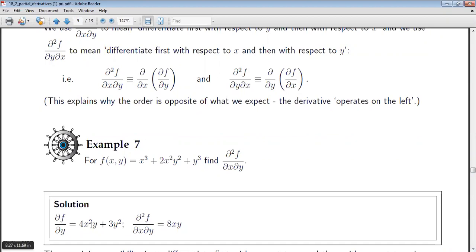So del x of 4x square y plus 3y square, now with respect to x. So y is constant. Del x of 4x square is 8x, so 8xy is coming here. Plus del x of 3y square is a constant term, so this is 0. So finally del square of del x del y is equal to 8xy. So what is the result of del square of del y del x from this example?